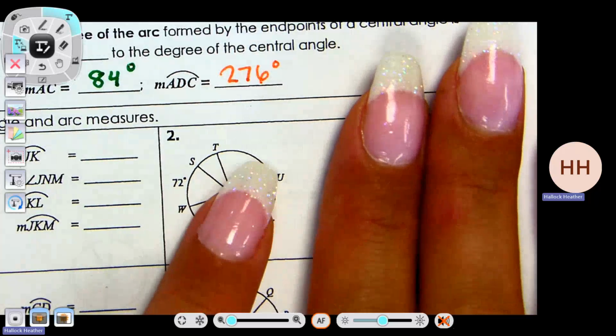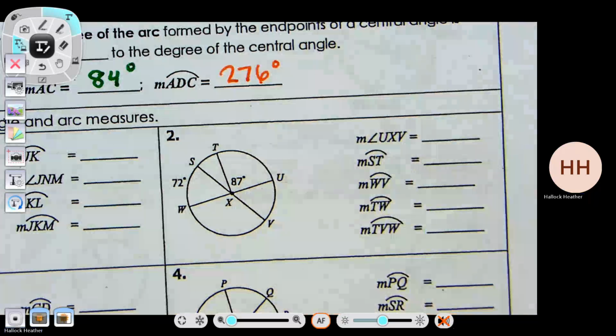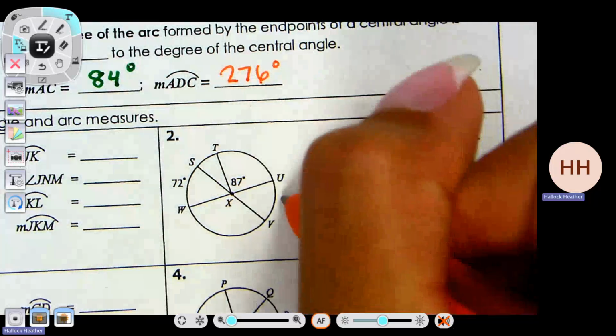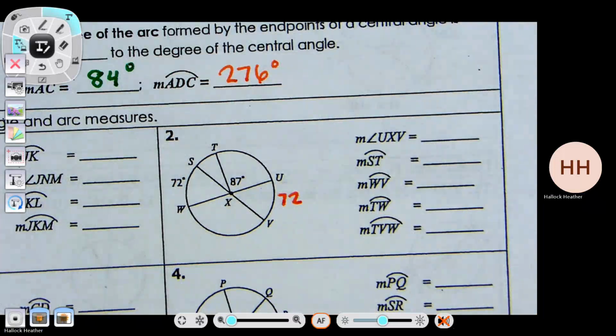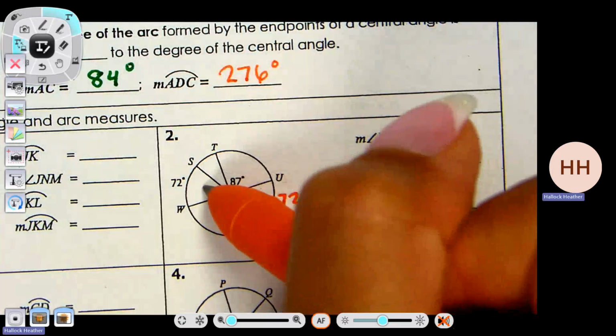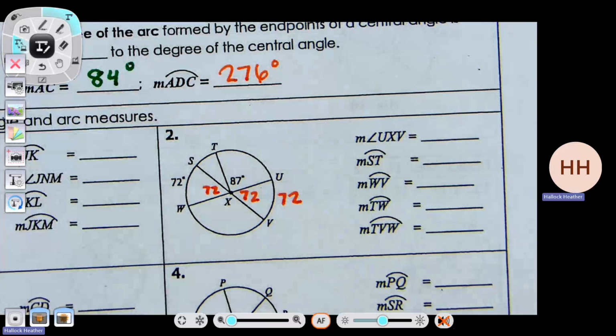So I have 87. I have 72. Where else can 72 go? Technically UV across. 72 can go here. Where else technically can 72 go? In the angle. So it can literally go also here and here. But because it's the first problem, I'm going to write it there. But you're normally not going to write it there because then it just is overwhelming.